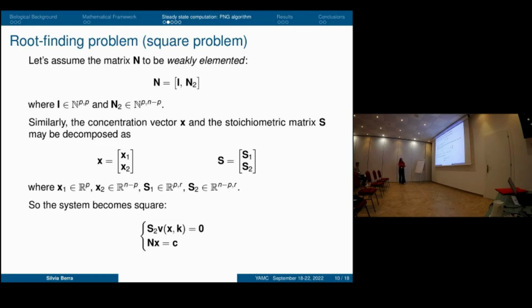And this is good for us because now we have a square problem, and what's more, we have proven that these two systems are equivalent. So they have exactly the same solutions. So we can consider now this problem here. Which is the approach we choose to use?